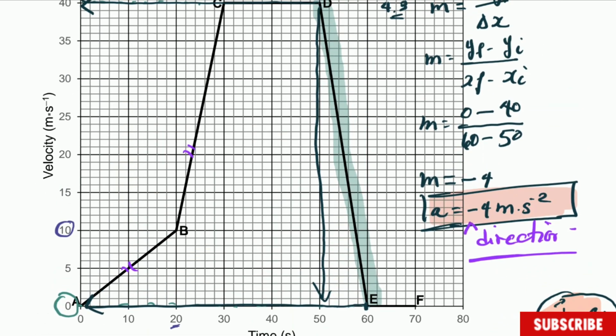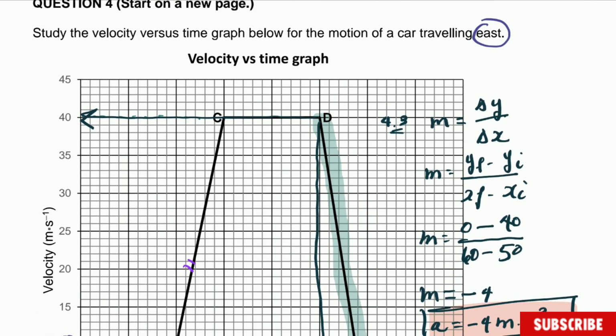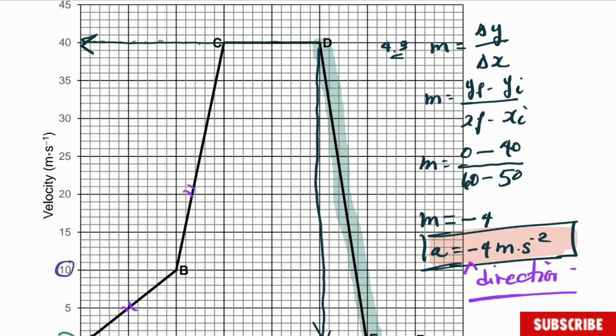Well guys, this is another question that you can practice for the upcoming exam. It's related to graphs, which could be a problem.